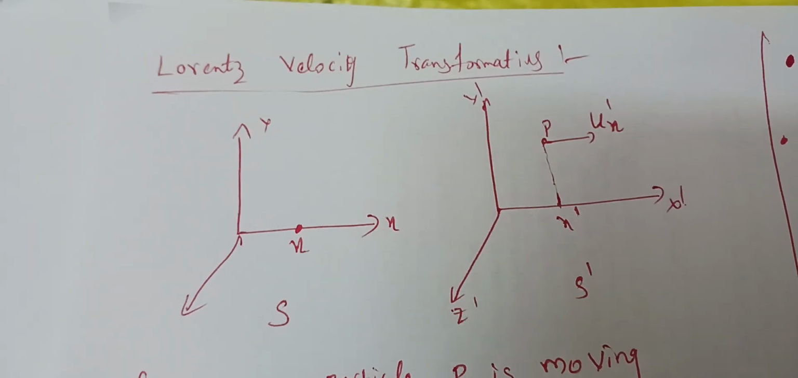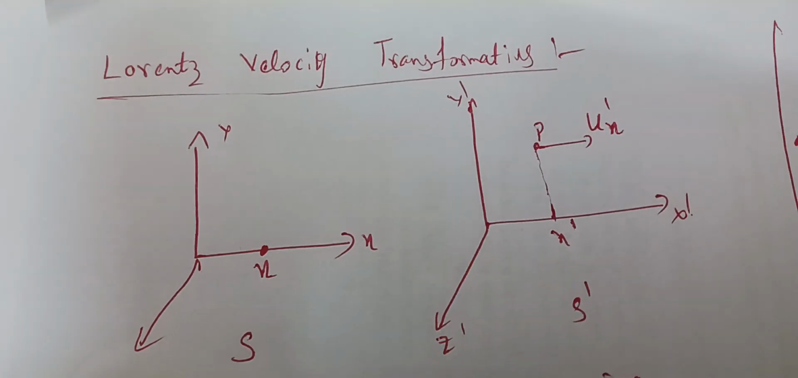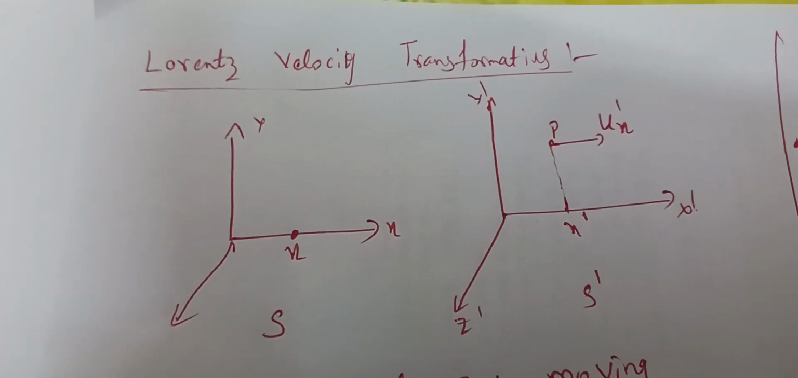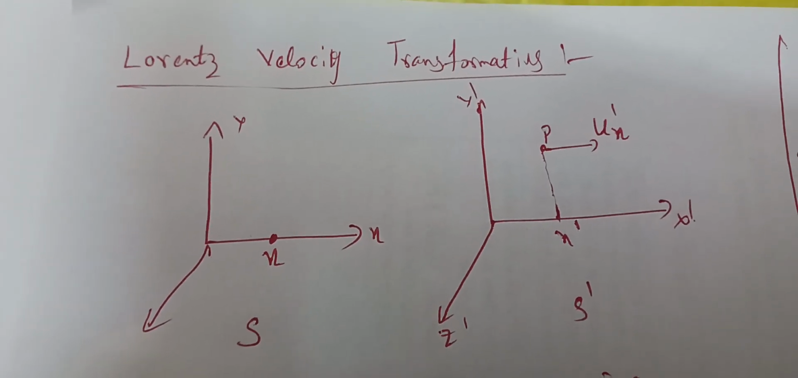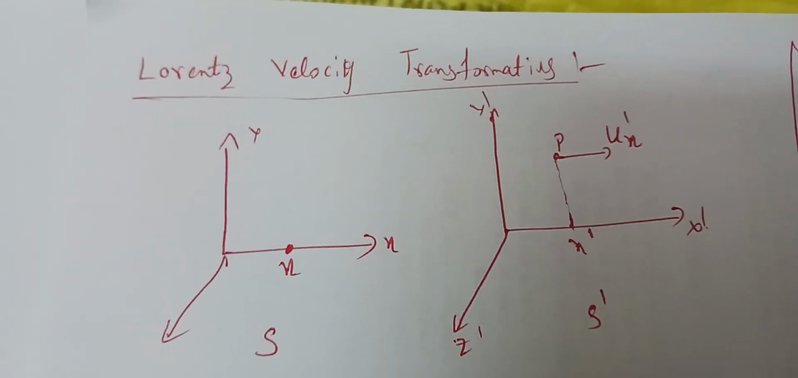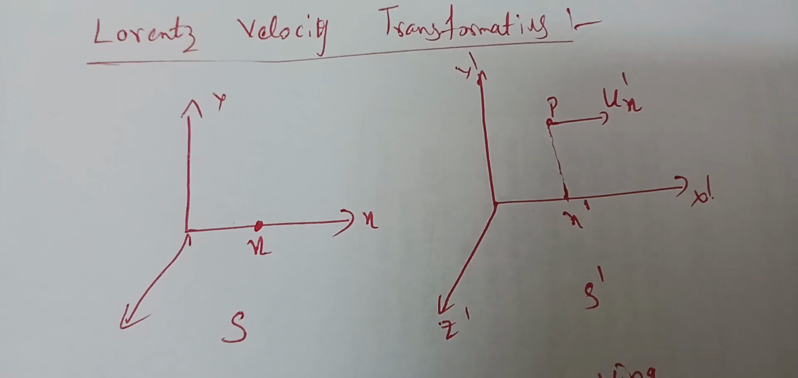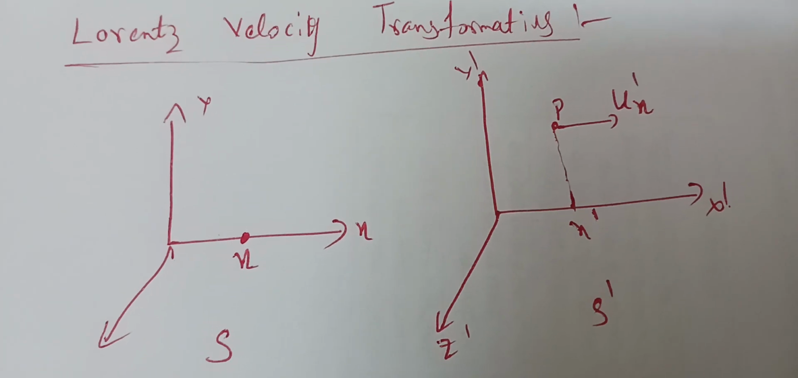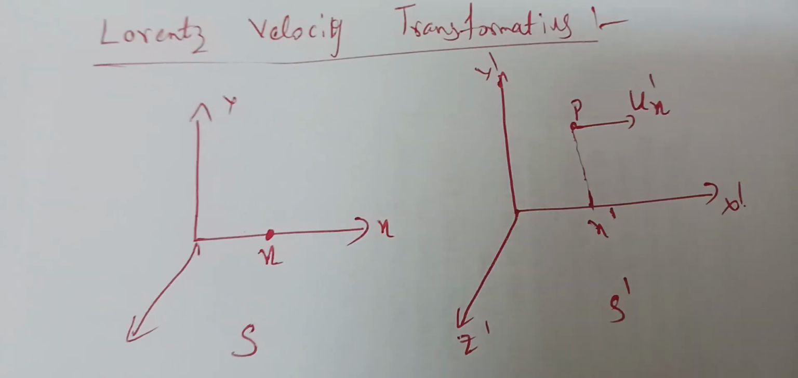You can see the first frame is S and the next frame is S dash. The first frame S is with respect to the position x, and in the second frame S dash, the event is taking place at x dash and the particle P is moving with ux dash. With respect to frame S also we are able to find the particle at x dash moving with ux dash, and that quantity we can calculate from the S frame as well.